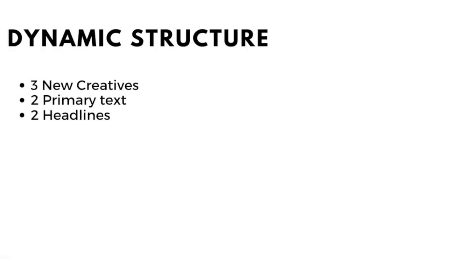Now that I've shown you the tutorial, I will explain a few conditions that you need to keep in mind before running dynamic creatives. Like I have mentioned, you need three creatives, two primary texts and two headlines, right? This is the base point. You cannot change anything in this. This will disrupt your efficiency, and you won't see any results. So just keep it 3-2-2, right?